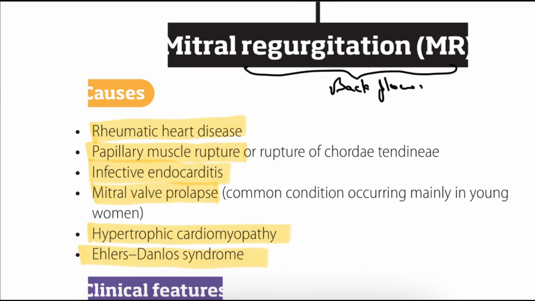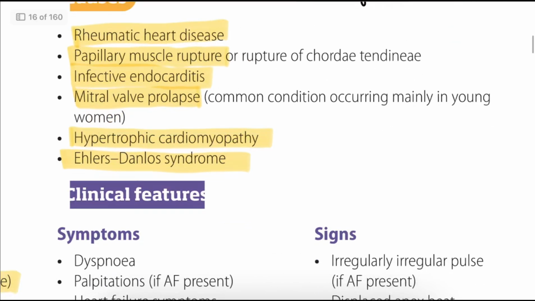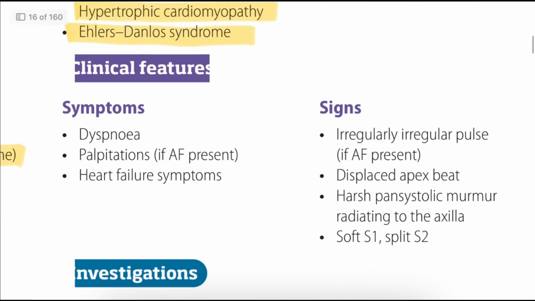In pathophysiology, the mitral valve is incompetent, so blood leaks into the left atrium during systole. The left atrial volume becomes overloaded. Then after left atrial dilation, there is pulmonary congestion, and at last it will lead to heart failure. Next you can see here the clinical features.